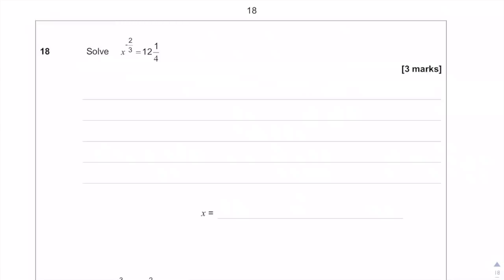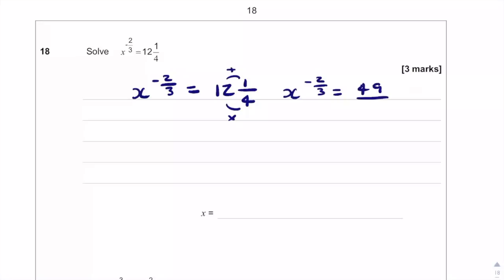Question 18, solve x to the power of minus 2 over 3 equals 12 1/4. So this is what we've got to solve. And of course we want to find the value of x. Now what I'm going to do first is convert 12 1/4 into a top-heavy fraction. So we can multiply the 12 and the 4, which is 48, and then add the 1. So we get 49 over 4. So it's going to be x to the power of minus 2 over 3 equals 49 over 4.